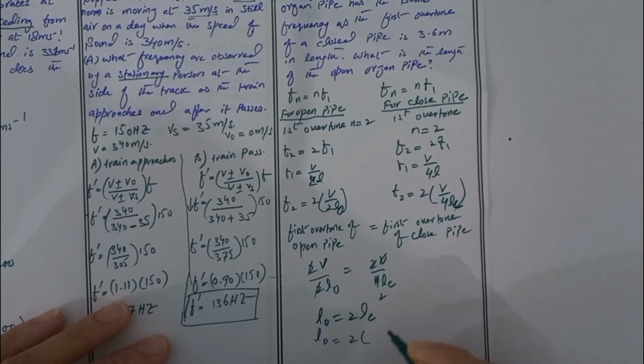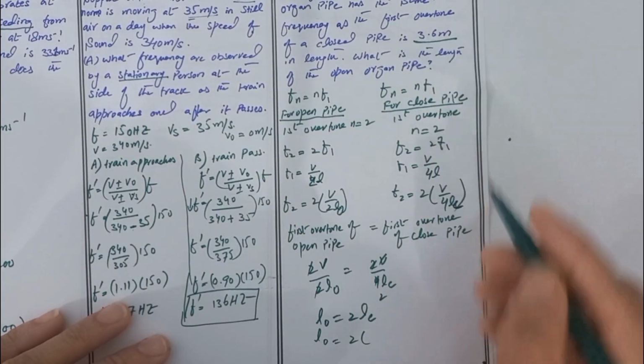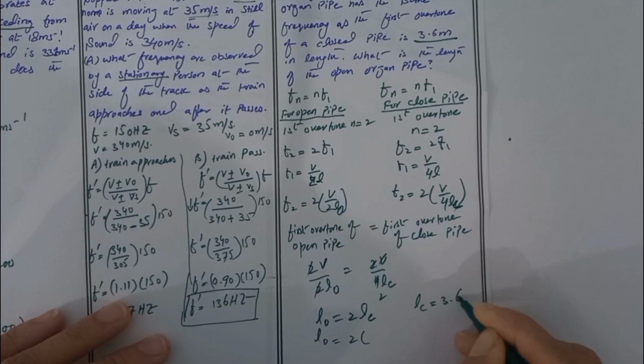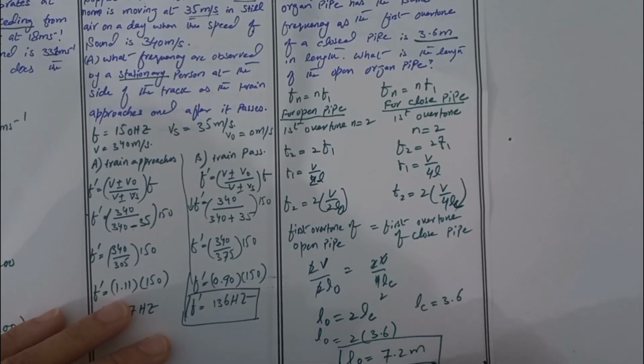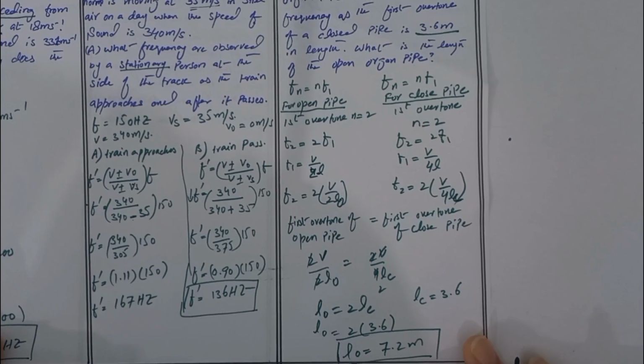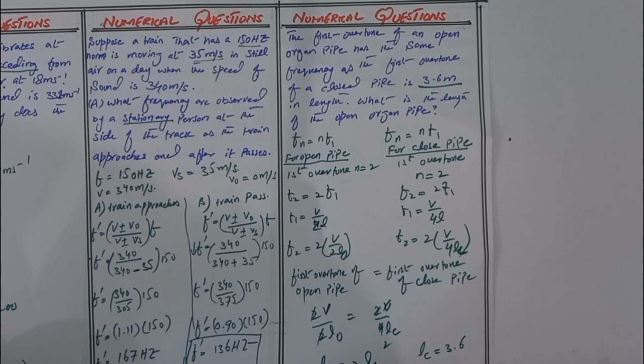The length of the closed pipe is given as 3.6 meters. So we write LC as 3.6 and put it here, and we get LO is equal to 7.2 meters. That is all about the length of the open pipe, when the first overtones of the closed and open pipes are equal.